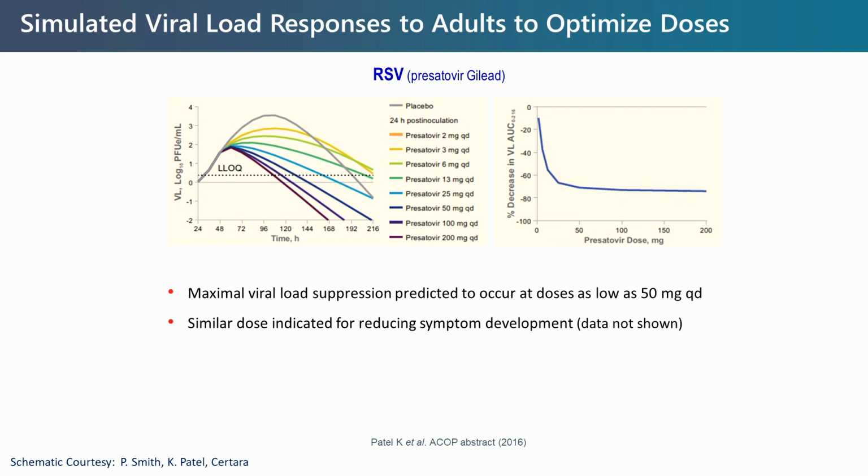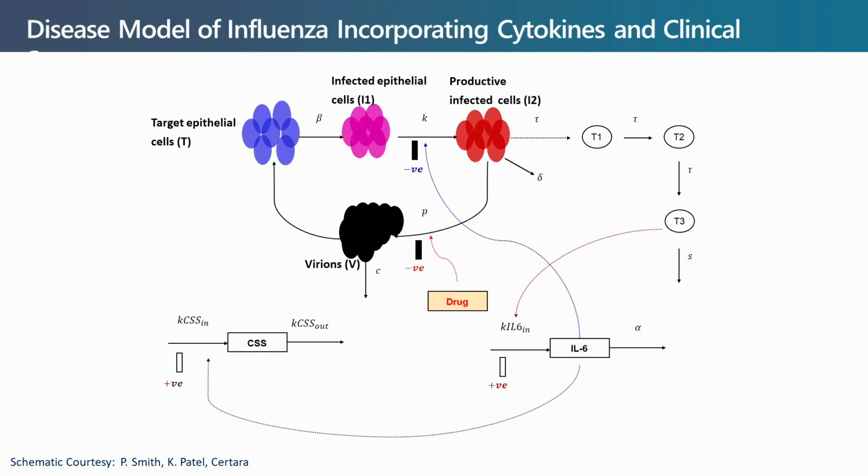And on the right-hand side, you see a percentage decrease in viral load AUC as a function of dose. And you can see that the curve maximizes at about 50 milligram when you get the peak effect. So the maximum viral load suppression predicted is approximately 50 milligram QD. And that's the similar dose indicated for reducing symptom development. Now that data is not shown in this plot. Now, the disease model for influenza can also be adapted to include cytokines and clinical data, which is what you see here.